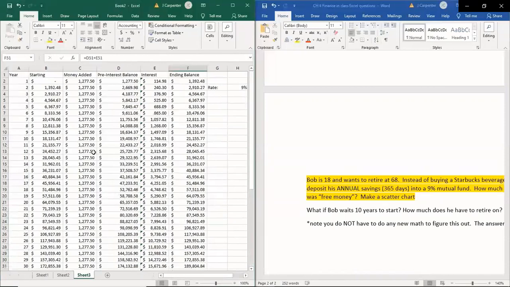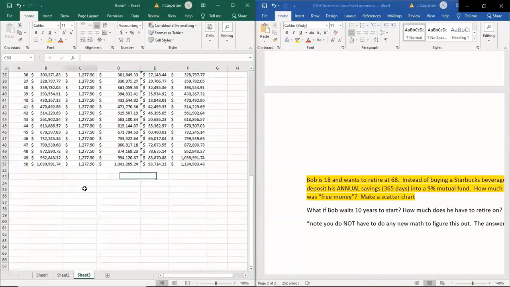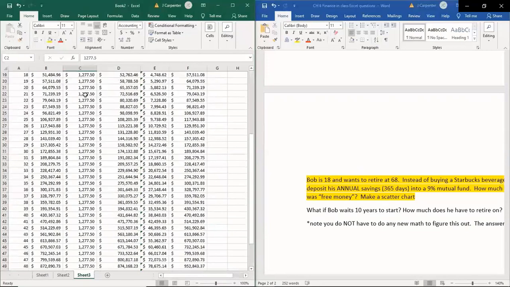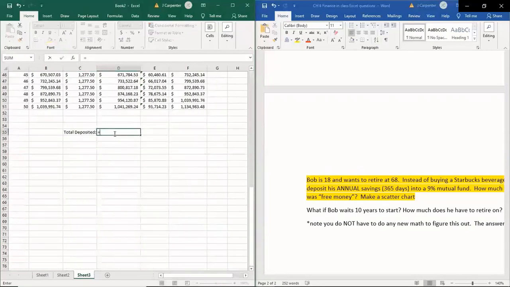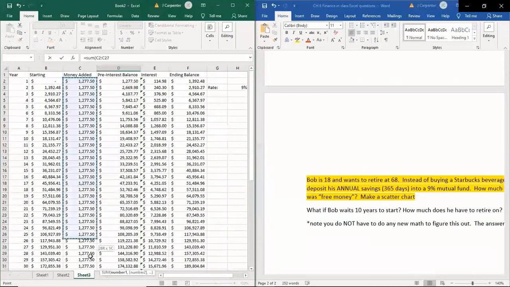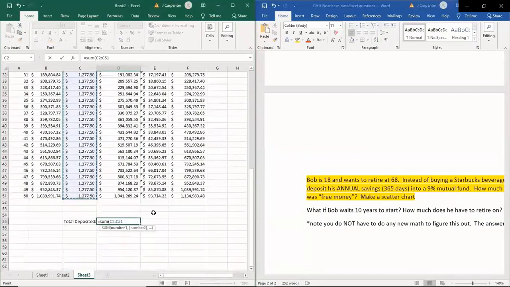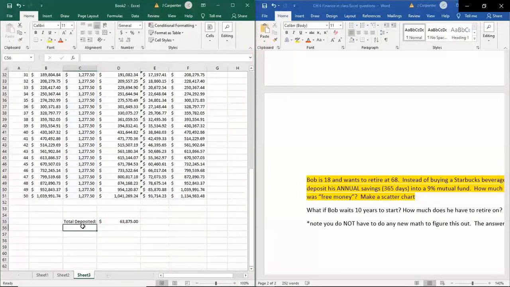How much money did we actually put in? This is a little more unique because you can't just say we put $10,000 at the start or $30,000 at the start because we put that $3.50 in every day for 50 years. So what we need to do is just add up all the money added columns. So let me just go equals sum, open a parentheses, and then do all of the 12,750s. That was 50 years worth of Starbucks lattes, coffees, whatever. Close it, enter. We put $64,000 away.